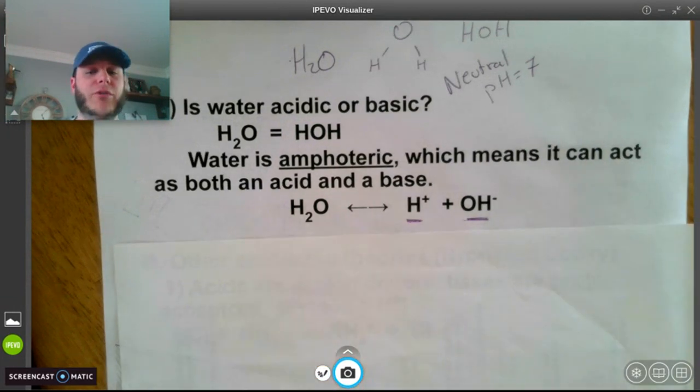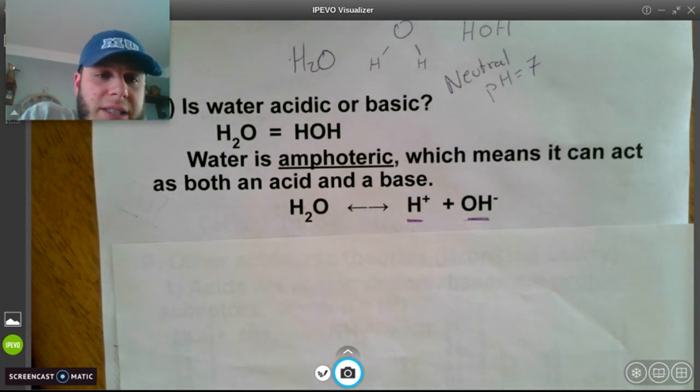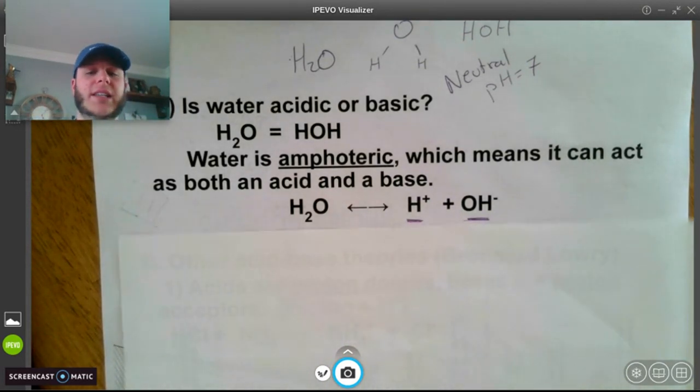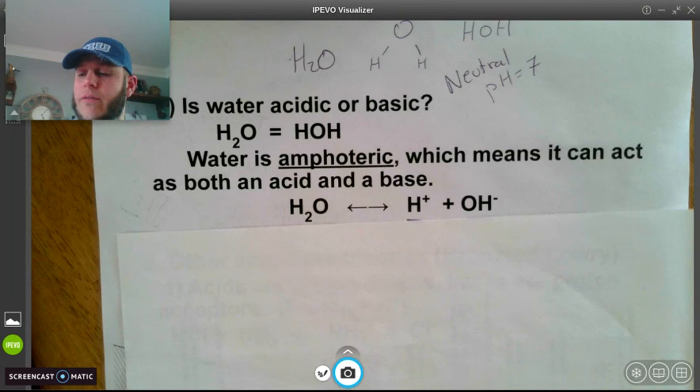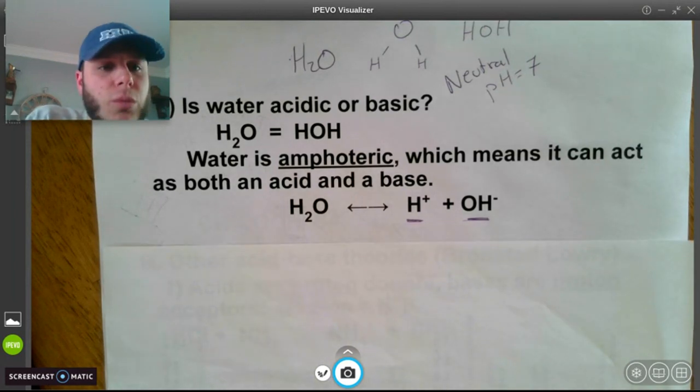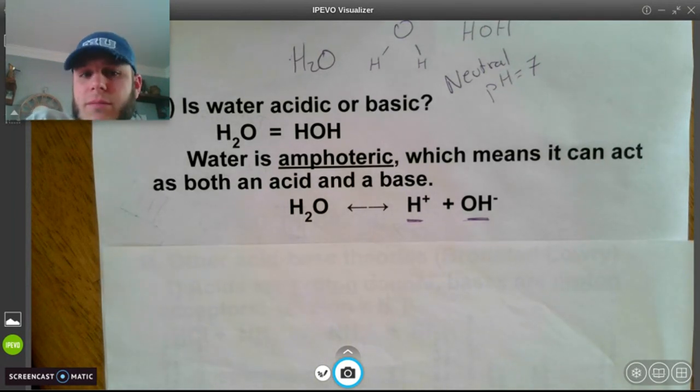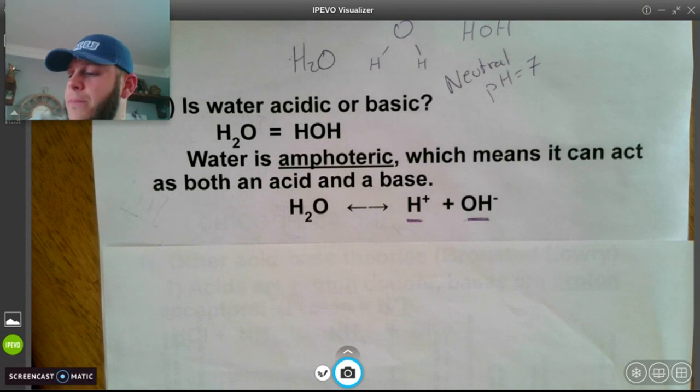It's this word called amphoteric. And that basically means it's both an acid and a base. It acts in both ways. It can give off either of those ions. So water's interesting in that way, I guess you could say.